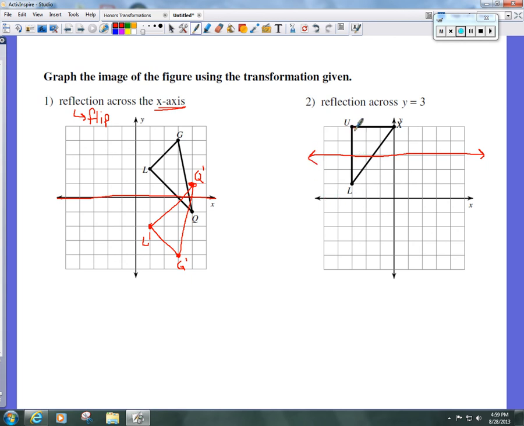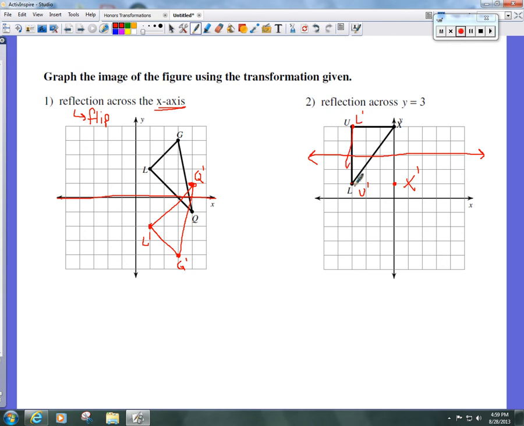I also jump. I start with U. I jump down 2 spots to get to my line. I jump down 2 more spots, and this would be U prime. L, I jumped up 2 spots, so I jump up 2 spots. This would be L prime. X, I jumped down 2 spots, so I jump down 2 spots, and I'll label this X prime.